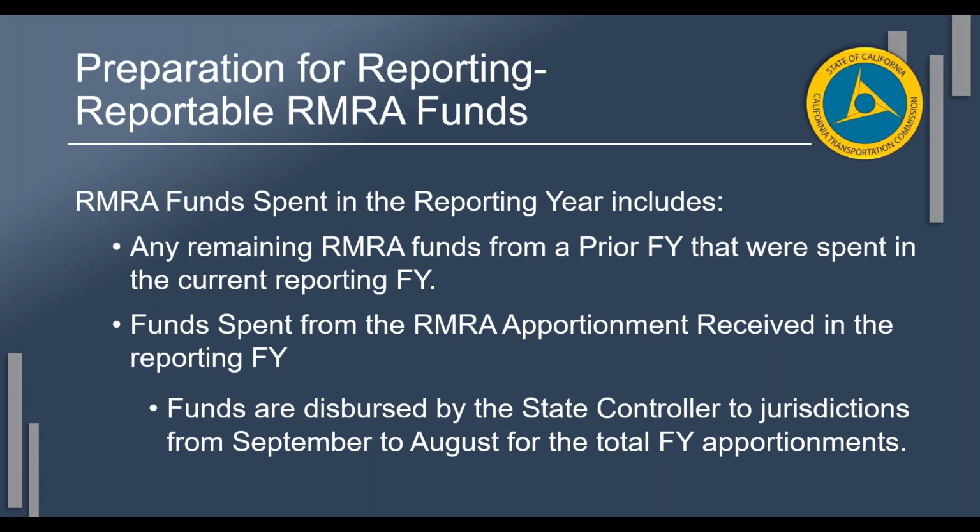So, preparation for reporting on your funds. You want to make sure that any remaining RMRA funds from a prior year that were spent in the current reporting year, all of that's being accounted for. Funds spent from the RMRA apportionment received in the reporting fiscal year, that is directly being accounted for. And so, you're tracking them, right? You don't forget the funds just because you didn't use them in a fiscal year. They need to still roll over. They don't get to become something that you get to do whatever you want with after that year.